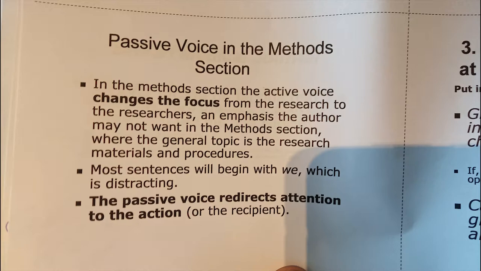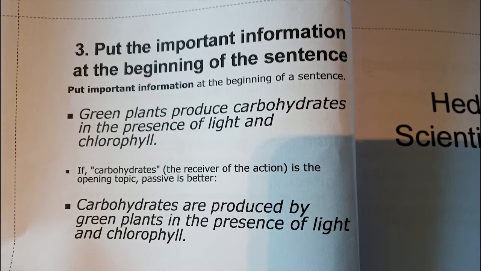And finally, the third reason to use passive is when you're putting the important information at the beginning of the sentence. Let me show you an example here. Green plants produce carbohydrates in the presence of light and chlorophyll. Now, this is a good sentence if the most important thing is green plants, if you want to emphasize green plants. However, if your key point, if your paragraph is about carbohydrates, then you want to put the most important word as close as possible to the beginning of the sentence, and you will begin with carbohydrates. Key point, most important word: carbohydrates are produced by green plants in the presence of light and chlorophyll.